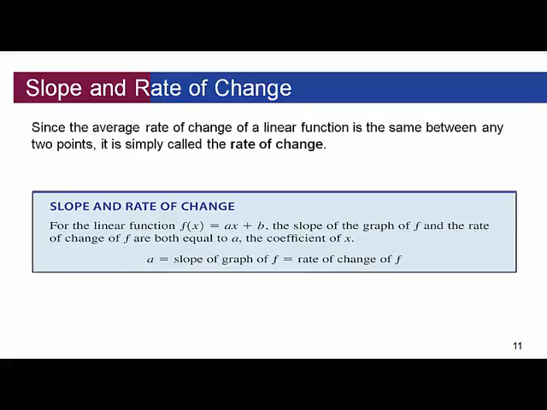All right, so since we know that the average rate of change of a linear function is the same for any 2 points on that line, it's simply just called the rate of change, right? Because the average never changes, it's just the rate of change. So the slope of the linear function becomes just the rate of change of that linear function.